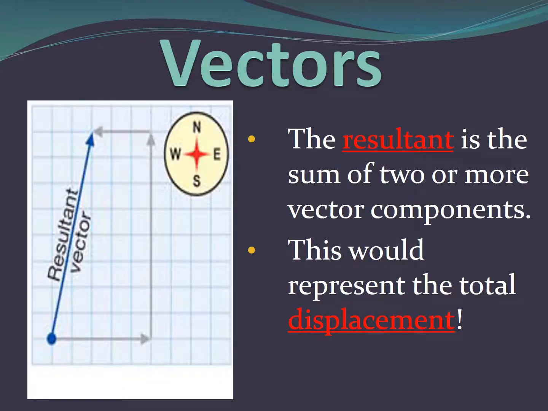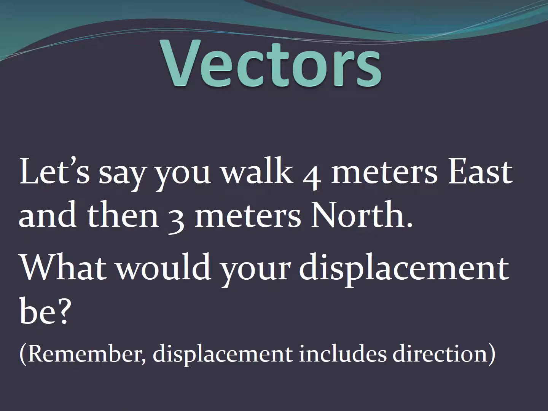The resultant is the sum of 2 or more vector components. So this represents our displacement. Remember, this is like our Superman jump, our shortcut from point A to point B. So let's say you walk 4 meters east and then 3 meters north. What would your displacement be? Okay, remember displacement also has direction.